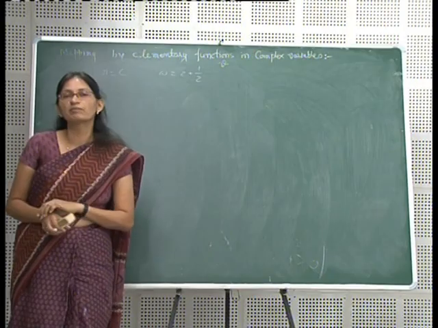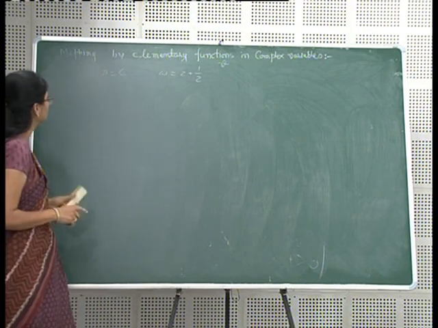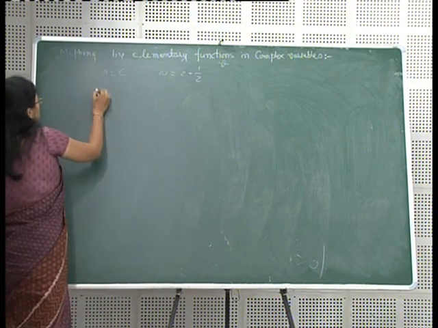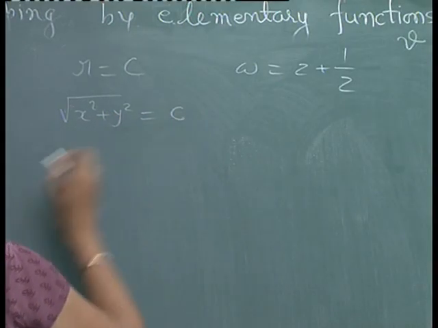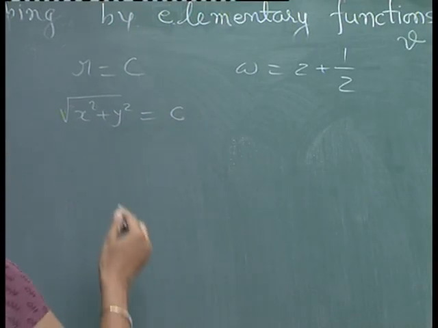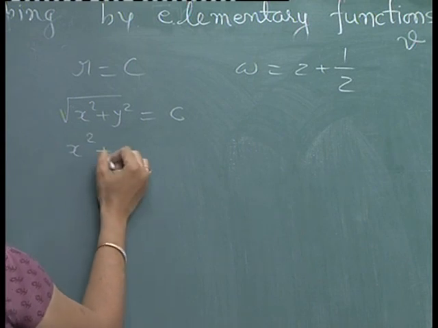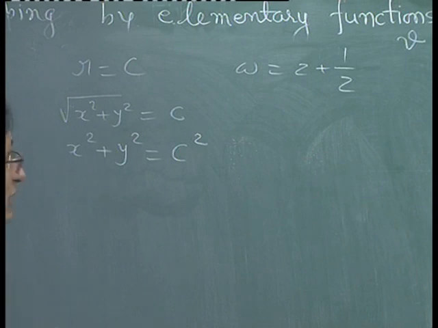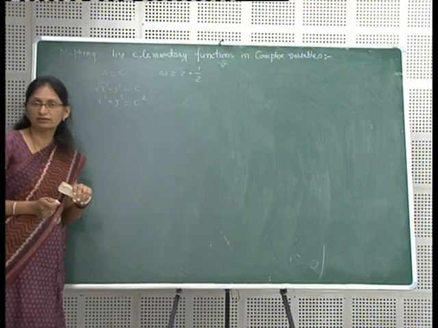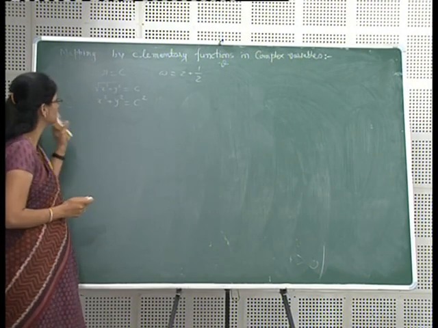Now, r equal to c means square root of x square plus y square is equal to c. Taking square both sides, we have x square plus y square is equal to c square, which represents a circle with the center 0, 0 and the radius c.